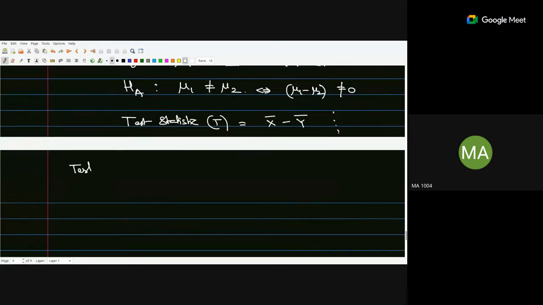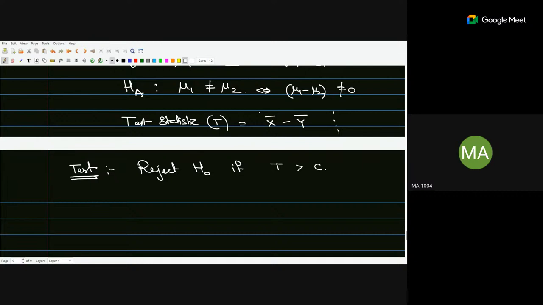Now I have to define the test. I am going to reject H0 if my test statistic is greater than something. But if I write it like this, it doesn't capture the difference, since I am interested in the difference between the sample means. I should consider both things: either x bar greater than y bar or y bar greater than x bar. If x bar is greater than y bar, then I will have some difference. If y bar is greater than x bar, then I also have a difference, but in the negative way.